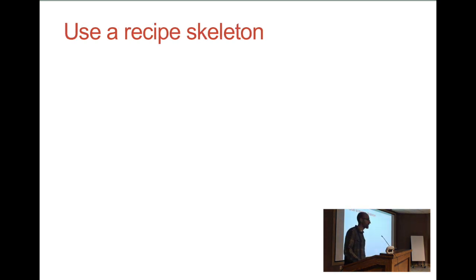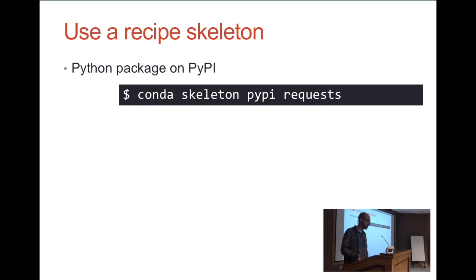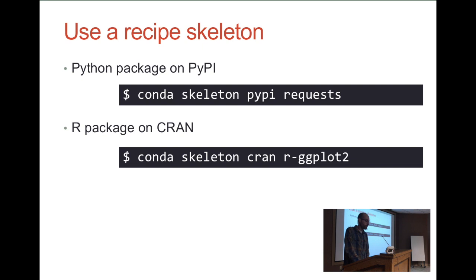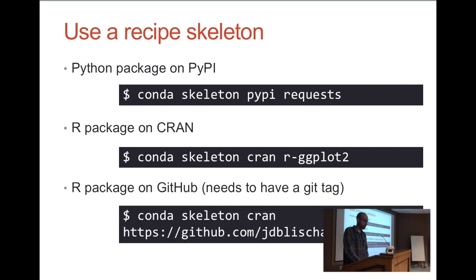But you don't have to write it from scratch, especially if you're trying to create an R or Python package. There are skeletons that basically just work. So if you want to do a Python package, you just run conda skeleton pypi, and for a CRAN package, you do conda skeleton cran. And one nice thing, like I said, if you want to distribute your software and you don't want to put it on CRAN because it's too specific to your group: if you have a GitHub repo with an R package and you've tagged it with Git, you can just put in the URL to your GitHub repository. That will create a recipe for you.